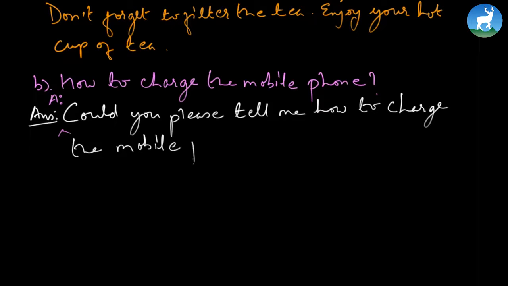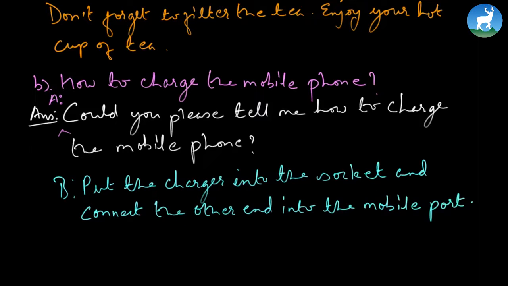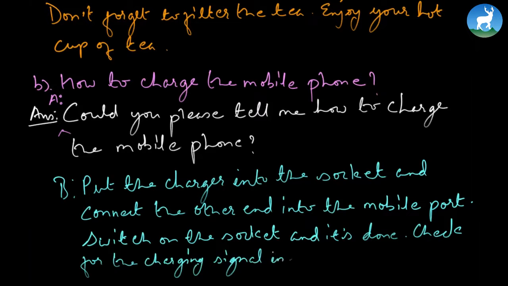the mobile phone? To which the other person replies, put the charger into the socket and connect the other end into the mobile port. Switch on the socket and it's done. Of course, you gotta check it right. So check for the charging signal in the mobile.